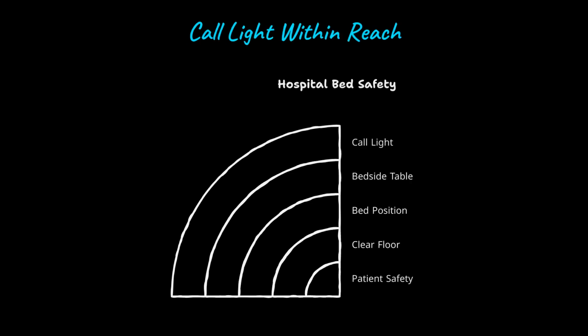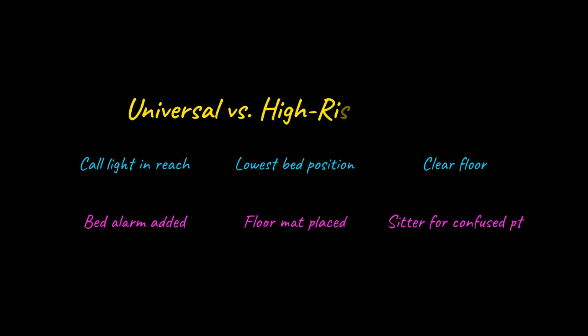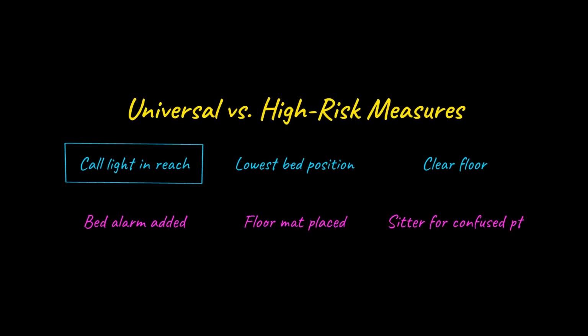The call light in reach rule targets the most common fall scenario: a patient who needs the bathroom, cannot reach assistance, and attempts to walk alone. Reaching for an out-of-reach call light is itself a leading fall mechanism, so keeping every essential item close removes the trigger entirely. Universal precautions form the floor under all other interventions.